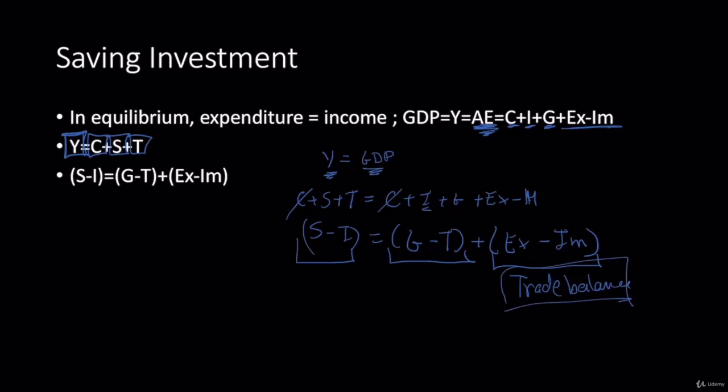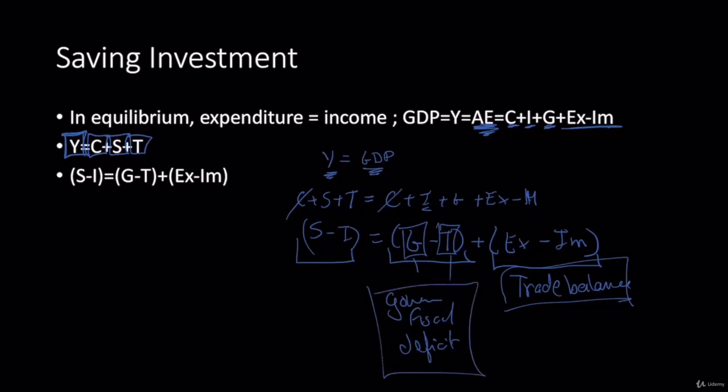G minus T is something else that we should recognize. If the government spends G and the government earns T in forms of taxes, therefore if it spends more than it earns, this is called a government fiscal deficit. It's a deficit because the number is positive when G is bigger than T, but it means it's in a deficit. Fiscal has everything to do with the government. So we got a trade balance and our government fiscal deficit.